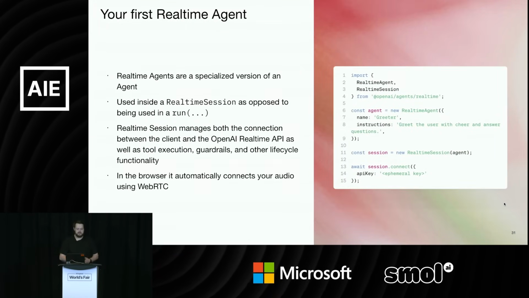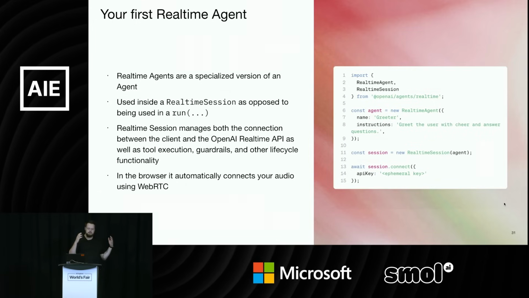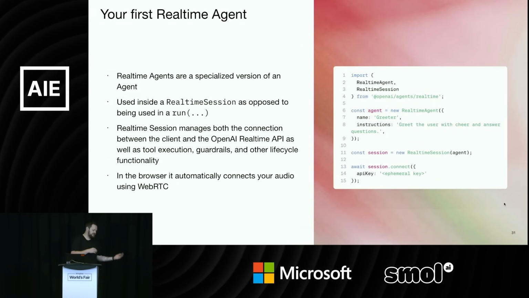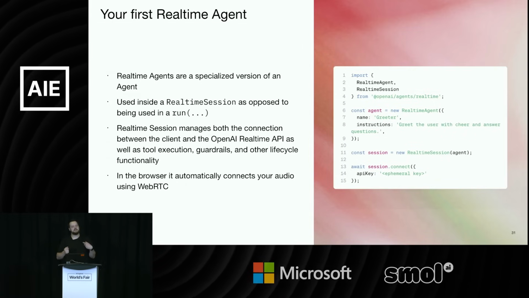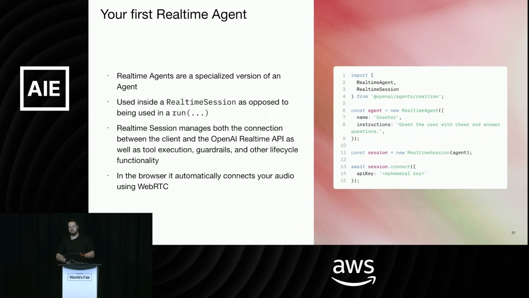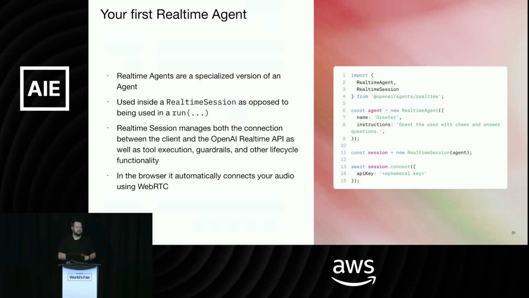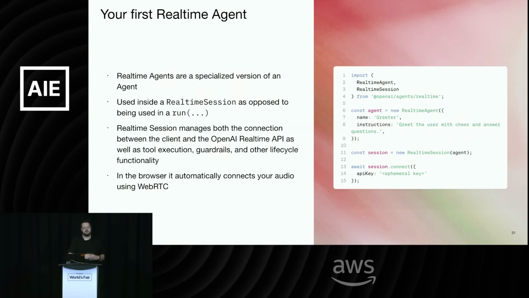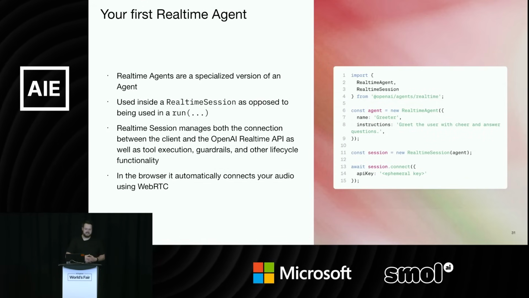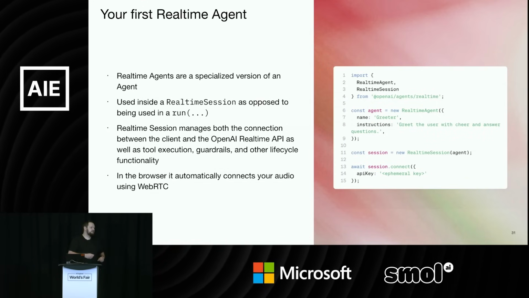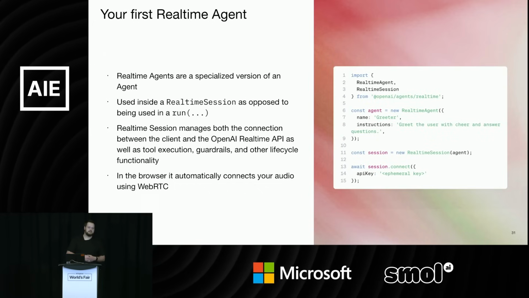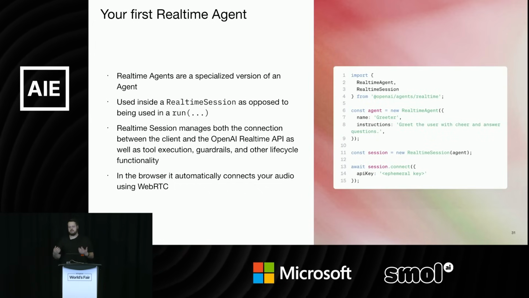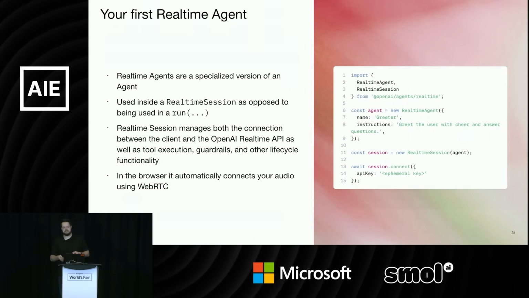The first thing we need to understand about a voice agent is the slight differences between a voice agent and what we call a real-time agent. Essentially, a real-time agent is just a specialized version of an agent configuration. There's just a few fields you can't pass in. But they can be used in what's called a real-time session, because with voice agents, there's a lot more things to deal with than just executing tools in a loop.